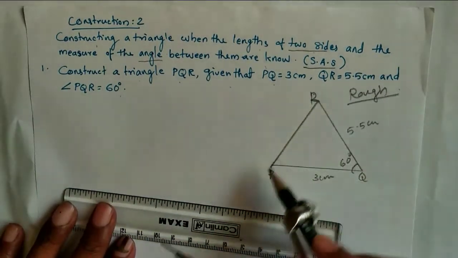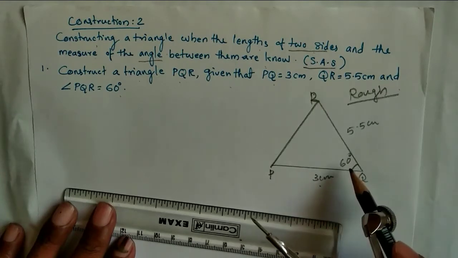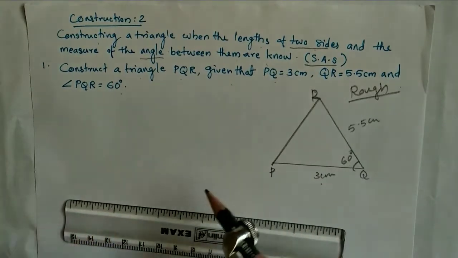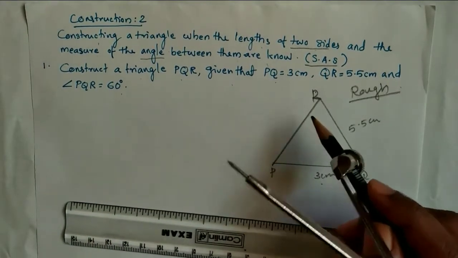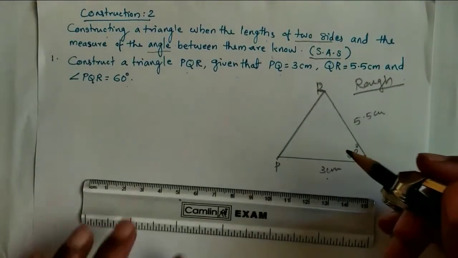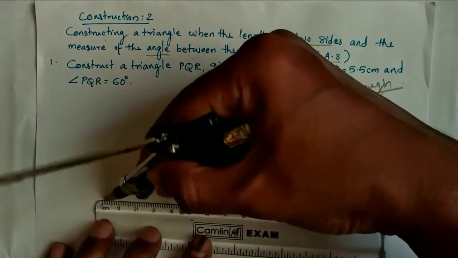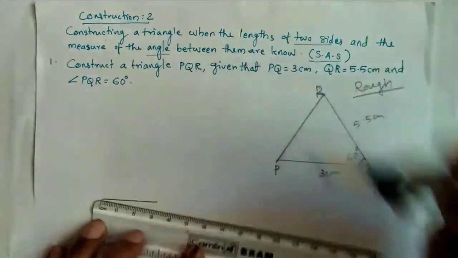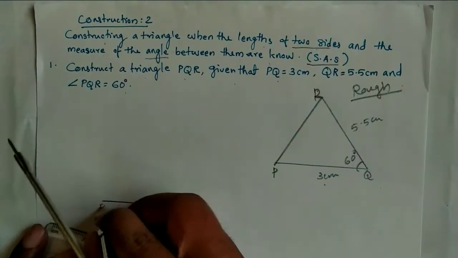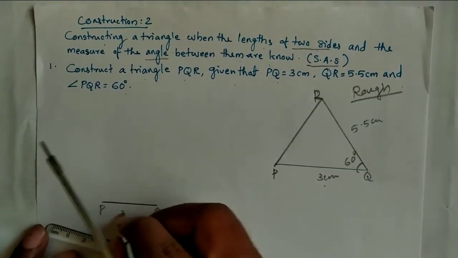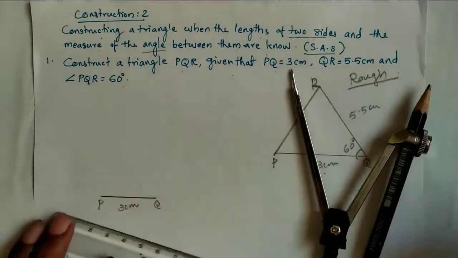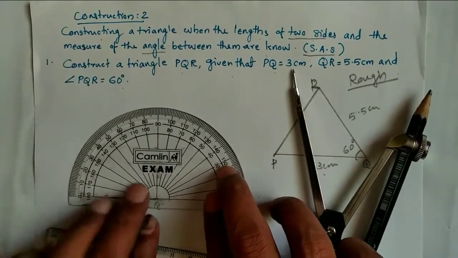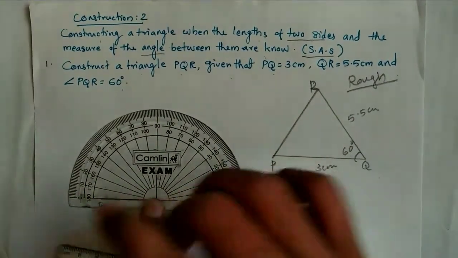So we have the rough sketch PQR, PQ equal to 3 centimeter, QR equal to 5.5 centimeter. In between these two sides, 60 degree is also given, so angle Q equal to 60 degree. First we have to draw PQ equal to 3 centimeter. P is the first point, the second point is Q. So this is 3 centimeter, and from Q, 60 degree. Take your protractor and measure 60 degree at Q, starting from the left side.